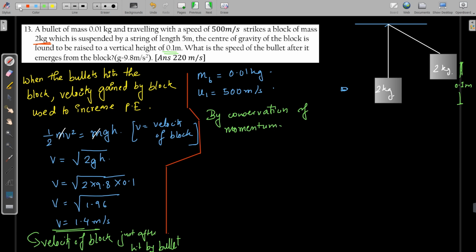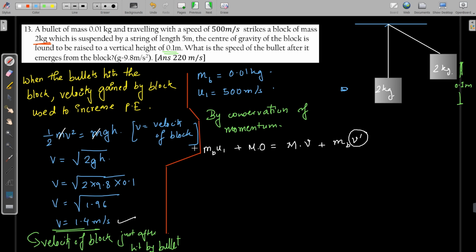Initial momentum of the bullet is how much? MB U1. And what is the initial momentum of the block? Mass of the block m into 0, no velocity was there. After striking, the mass of the block is m. What is the velocity it gained? That is v, that's what we have found out. Plus, the mass of the bullet mb, that is v dash. So we have to find out this v dash.